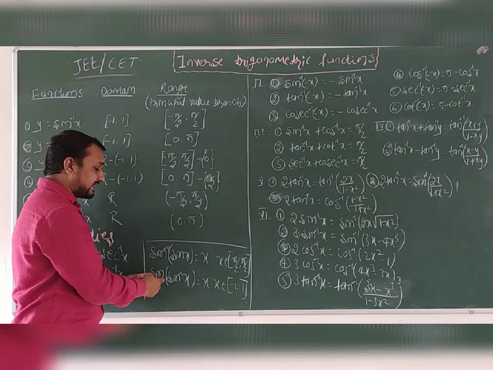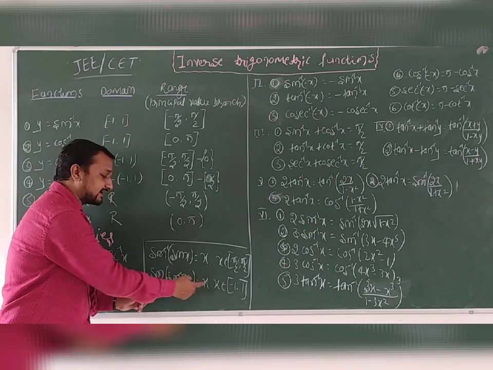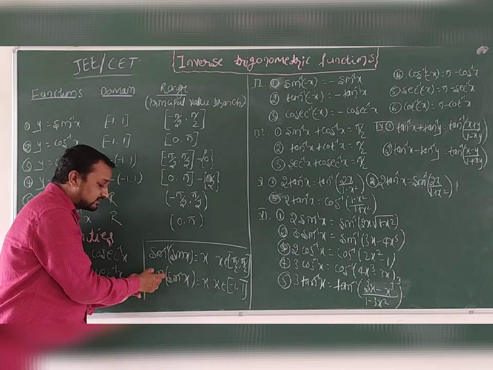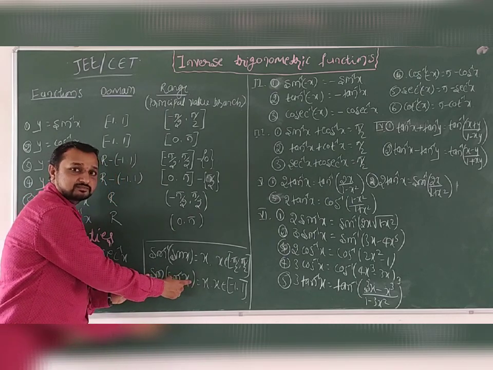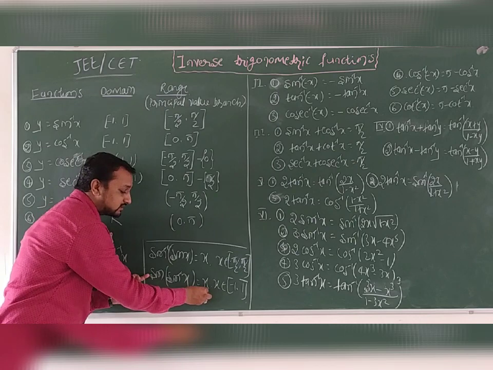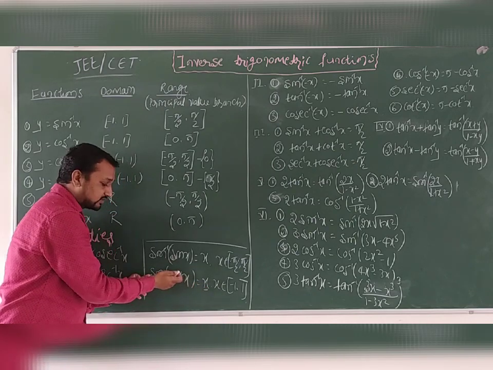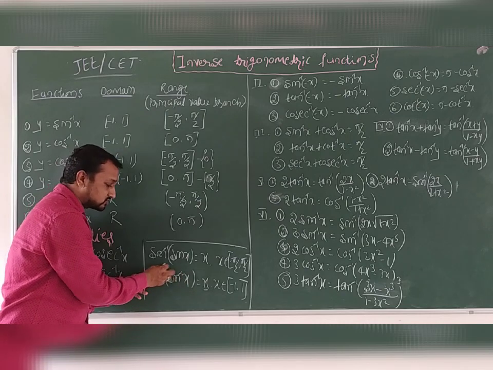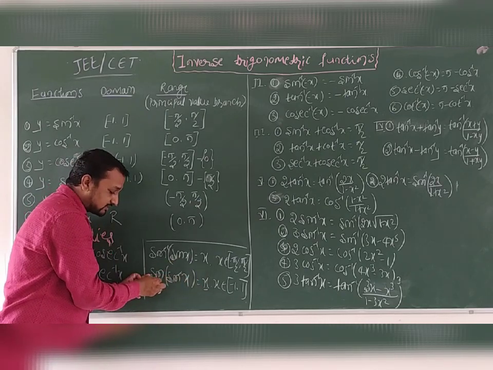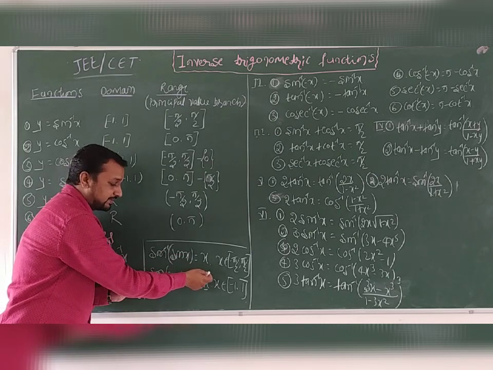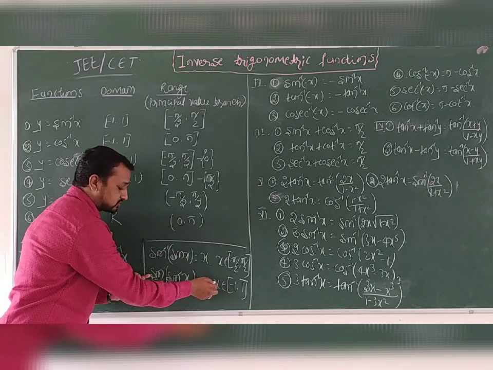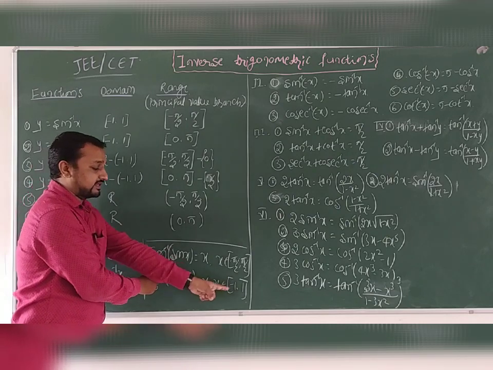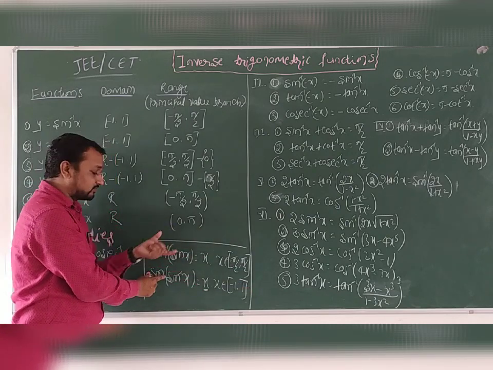And here also, sin of sin inverse x: sin and sin inverse get cancelled and the answer is x. Here the inverse function is inside the bracket, so sin and sin inverse get cancelled and the answer should be x. What is the domain? For sin of sin inverse x, the answer is x for all x belonging to its domain. What is the domain of the inverse function sin inverse? -1 to 1. So that is very important.